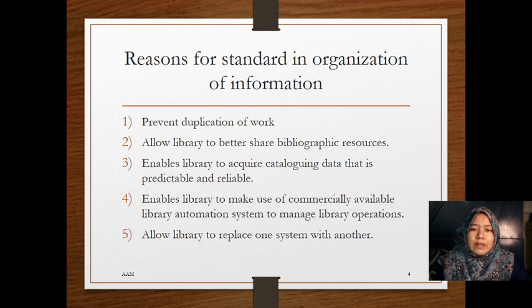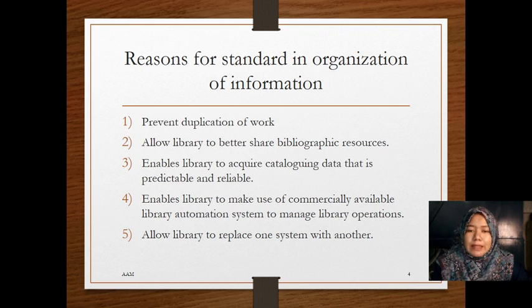And then we allow libraries to better share bibliographic resources, definitely. When you have the same item that you bought for a particular library, another library can also copy the bibliographic information from your library. So the process of sharing becomes more effective. And then it enables libraries to acquire cataloging data that is predictable and reliable. We can predict it, and it is also reliable for other users.